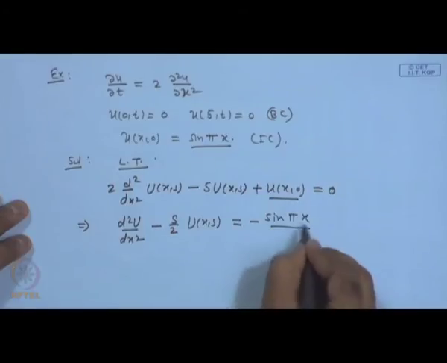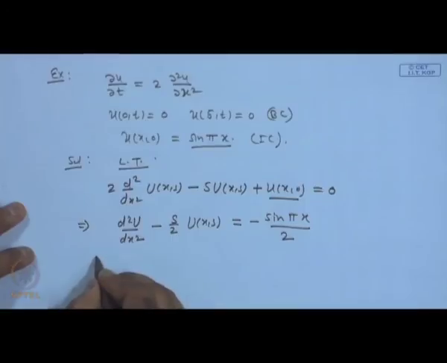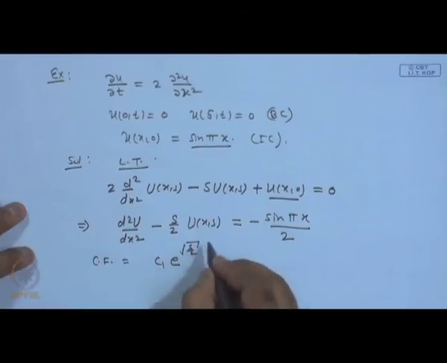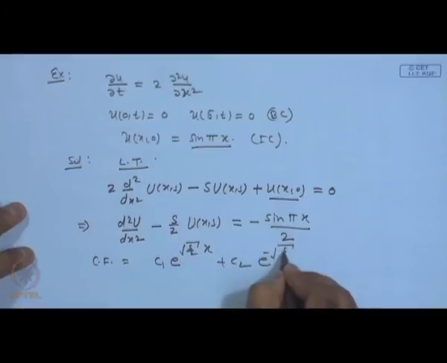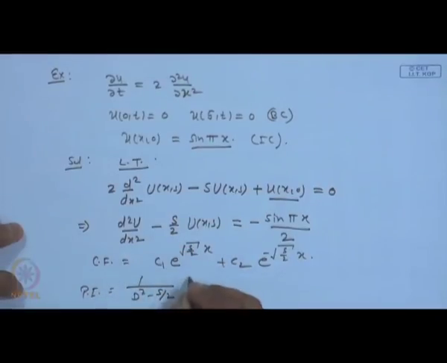Again in this case the complementary function would be a constant times e to the power square root s by 2 x plus another constant times e to the power minus square root s by 2 x. The particular integral we get is 1 over minus pi square minus s by 2, times minus sin(pi x) by 2.